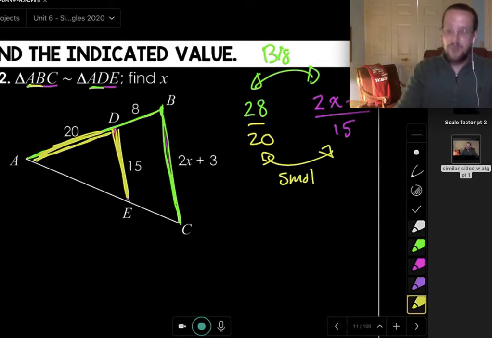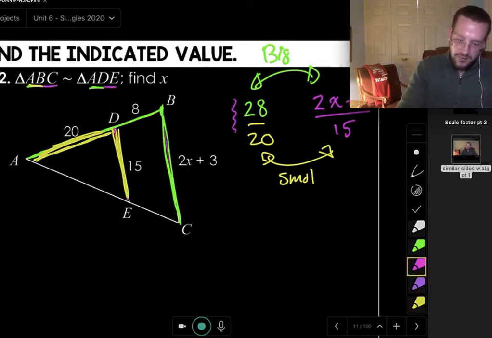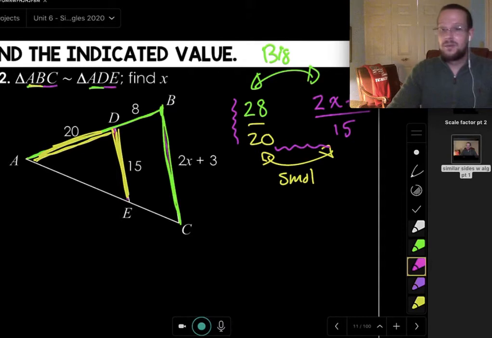All right, so not only am I matching up corresponding sides, up and down, but I'm also matching triangles. So that's how you want to think of these. You want to set up your proportion correctly.